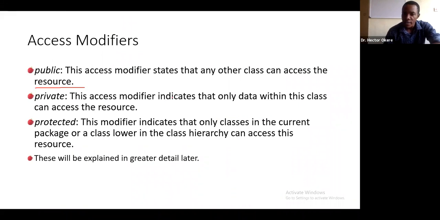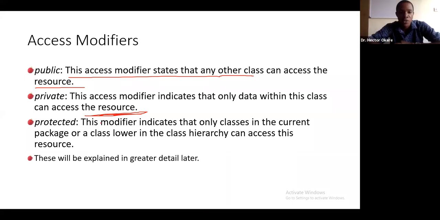So this access modifier, private, indicates that only data within this class can access the resources. Public, this access modifier states that any other class can access the resources from that particular class. Time is gone. After I explain protected, we go for a 5 minute break. Protected, this modifier indicates that only classes in the current package or a class lower in hierarchy can access these resources.